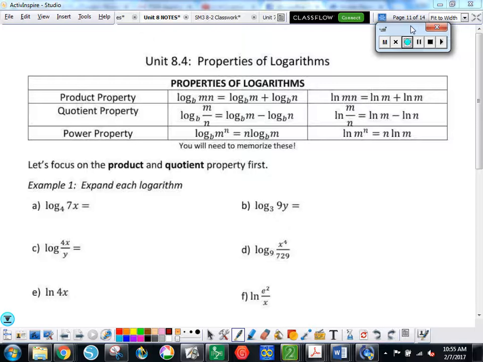So there is a product property, a quotient property, and a power property. They apply to the logs and to the natural logs. Now with all of these ln, mn, they're kind of ugly and confusing, but the same rules apply regardless of whether it's a regular log or a natural log.